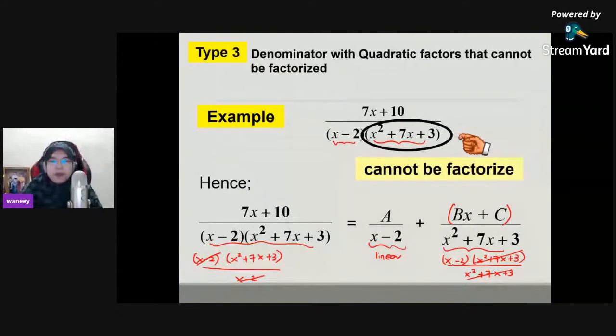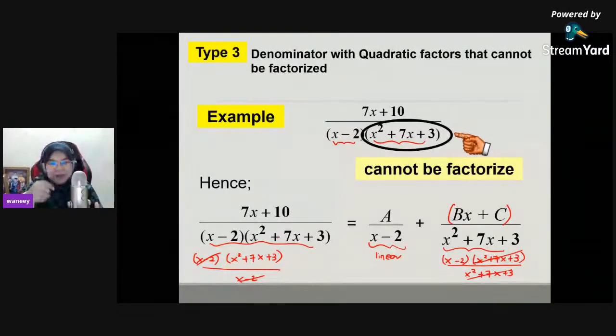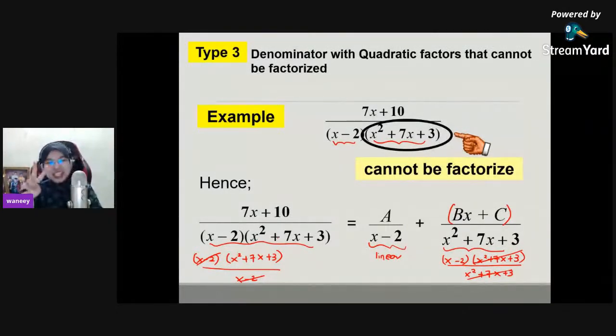So that means for bx plus c, I will need to multiply them with x minus 2. For A, I will times them with x squared plus 7x plus 3. So that is my second step. So first step, separate into two fractions. Second step, make sure we have a common denominator.